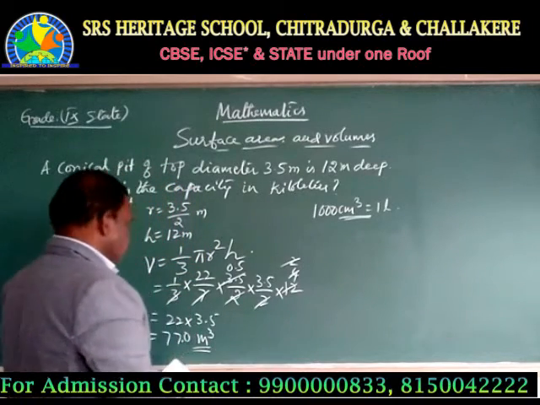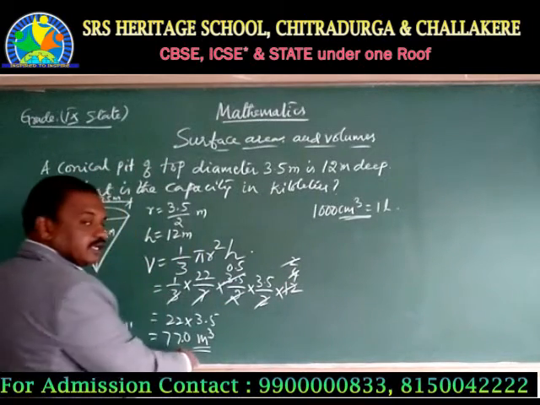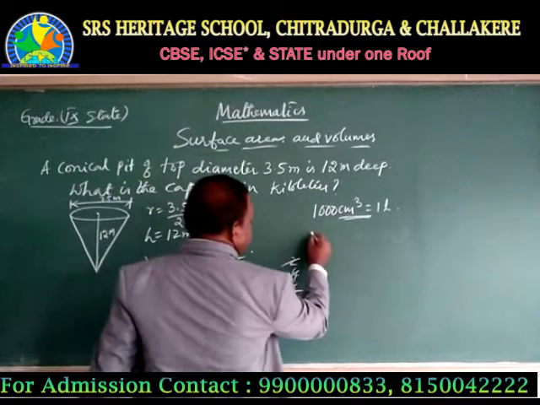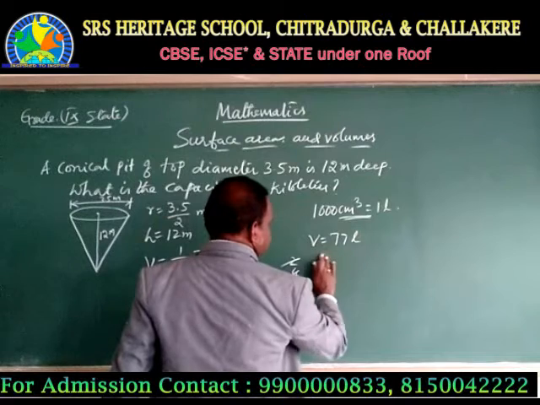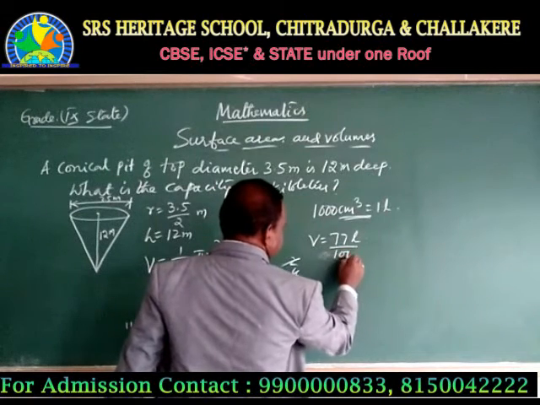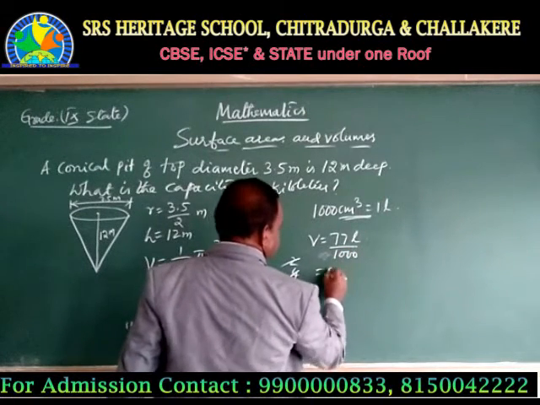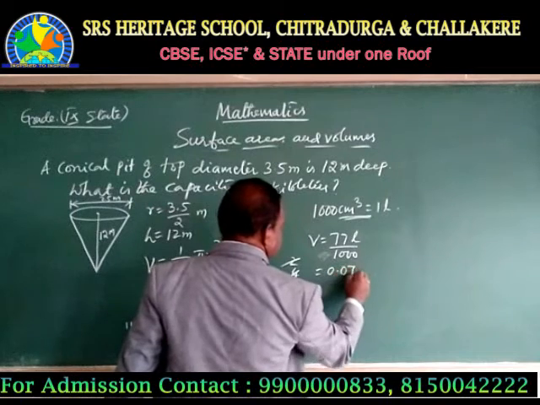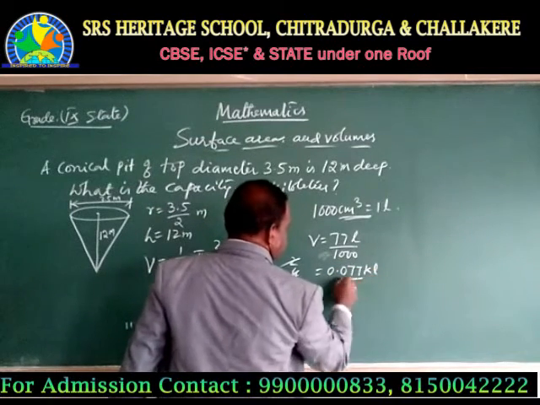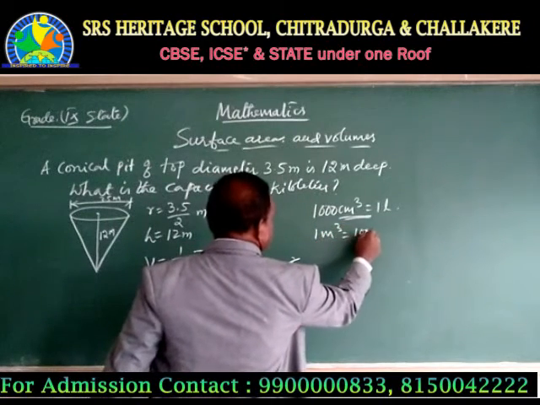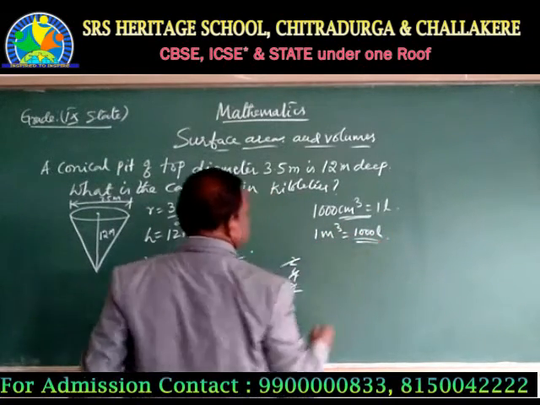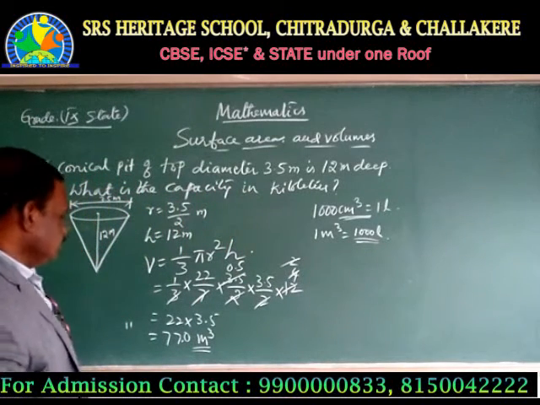So 1 meter cube is equal to 1 liter. So 77 meter cube can be written as the volume is equal to 77 liters. So you should divide it by 1000, that is 0.077 kiloliters. 1 meter cube is equal to 1000 liters. This is how we can convert.